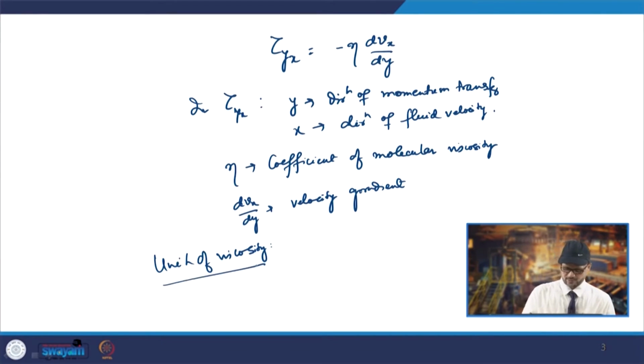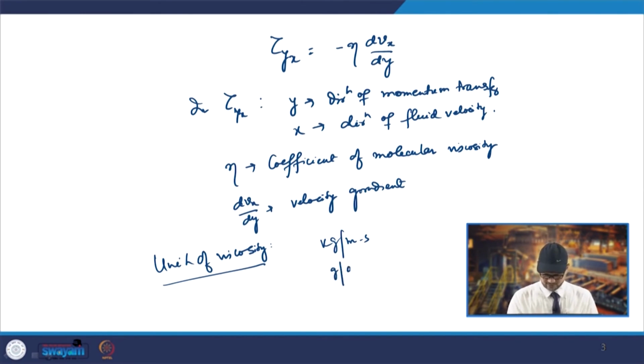If you talk about the unit of viscosity, in SI units tau has the unit of Newton per meter square, and then you have meter, and meter per second. Accordingly, the unit of viscosity is kg per meter second. That is the unit for viscosity. And if you go for the CGS system, then it is the poise. So, 1 poise will be 1 gram per centimeter second. So, you will have either kg per meter second, or gram per centimeter second.